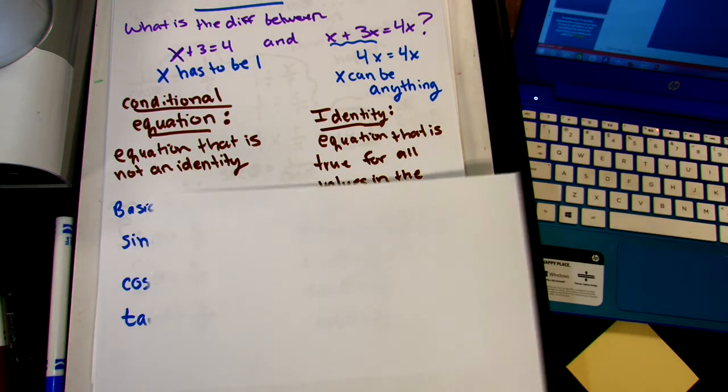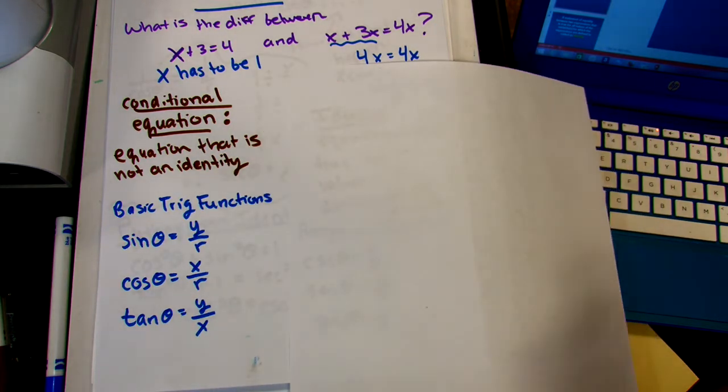So let's look at our basic trig functions. These are basic definitions. First we have sine theta equals y over r. Then we have cosine theta, which is x over r, and tangent theta, which is y over x. These are all basic definitions that we learned during week 1.